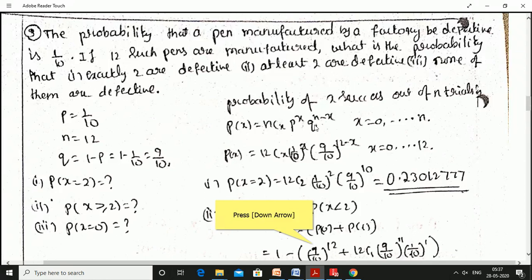At least 2 are defective. Minimum 2 or more than 2. At least means greater than or equal to, meaning probability of x greater than or equal to 2. Greater than or equal to 2 means 2, 3, 4, 5, 6, 7, 8, 9, 10, 11, 12, up to that length it is. That's why I have written that in a complement way: 1 minus probability of x strictly less than 2. The values less than 2 are 0 and 1.